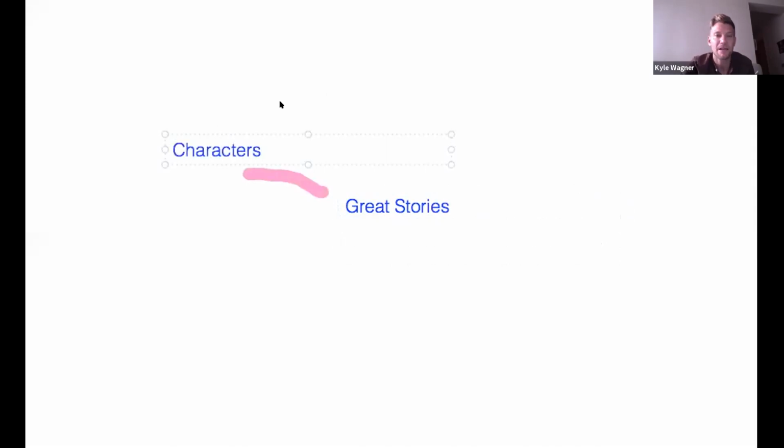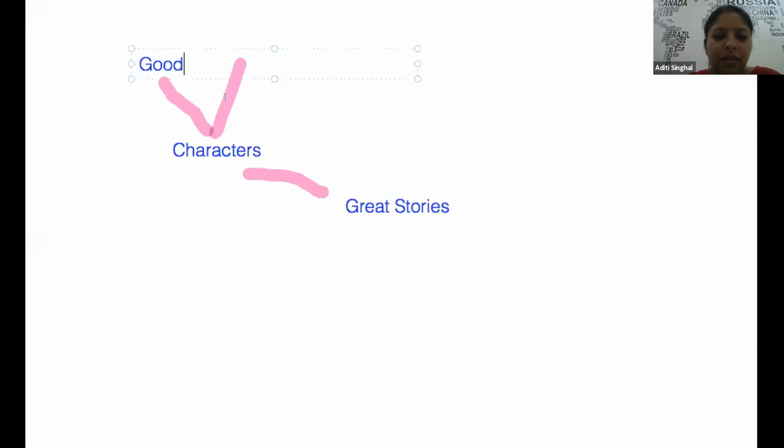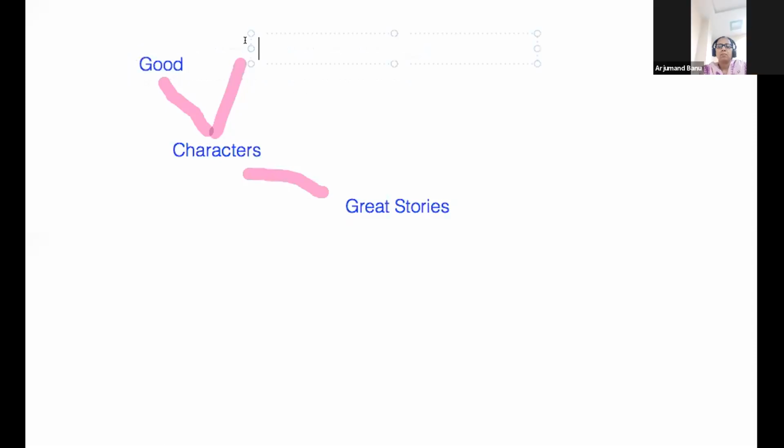You might then have students from each breakout room share, here's what we did in our breakout rooms. We talked about characters. So you might have each person share and say, we talked about characters, and we talked about how in all these stories, they have good characters and bad characters. So good, and then put bad here. That's something that you can do as well.